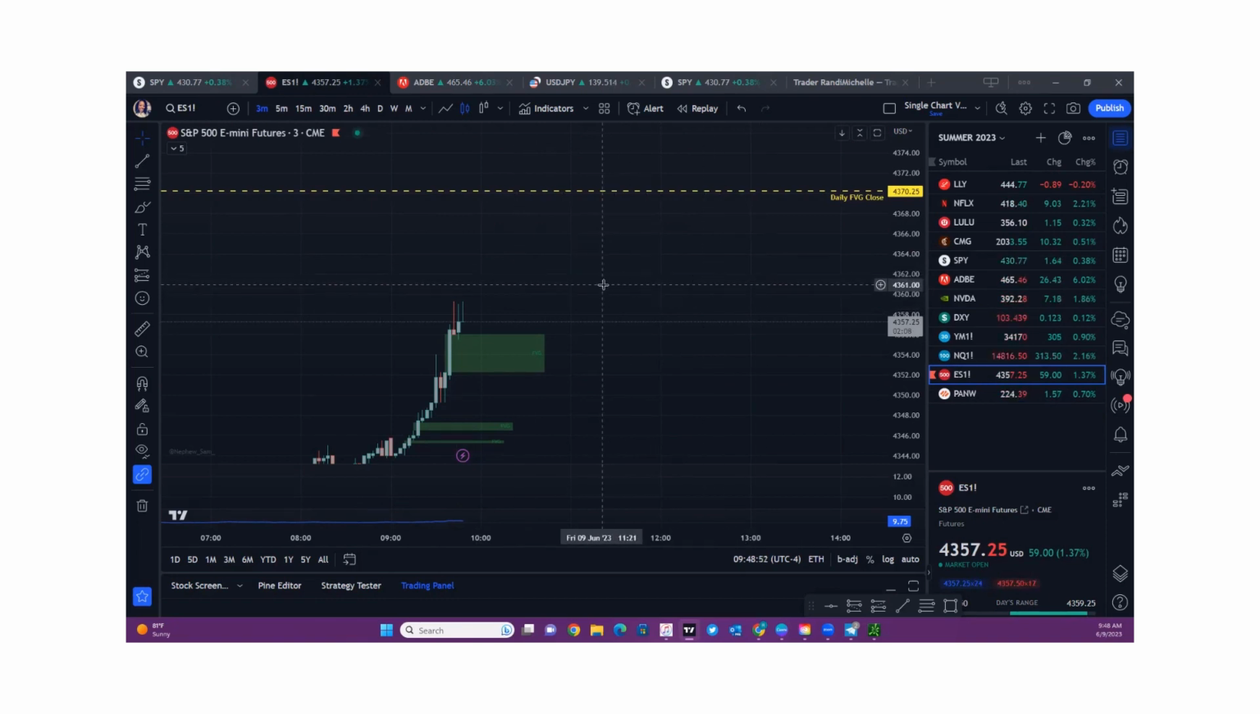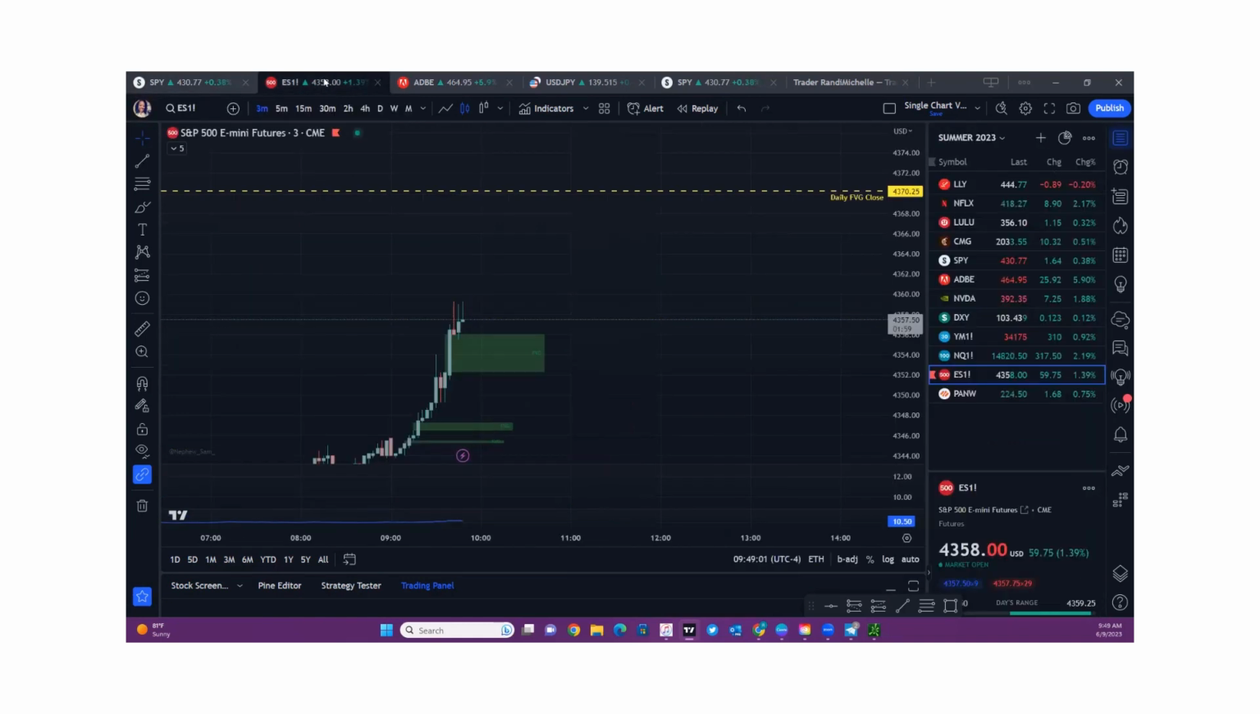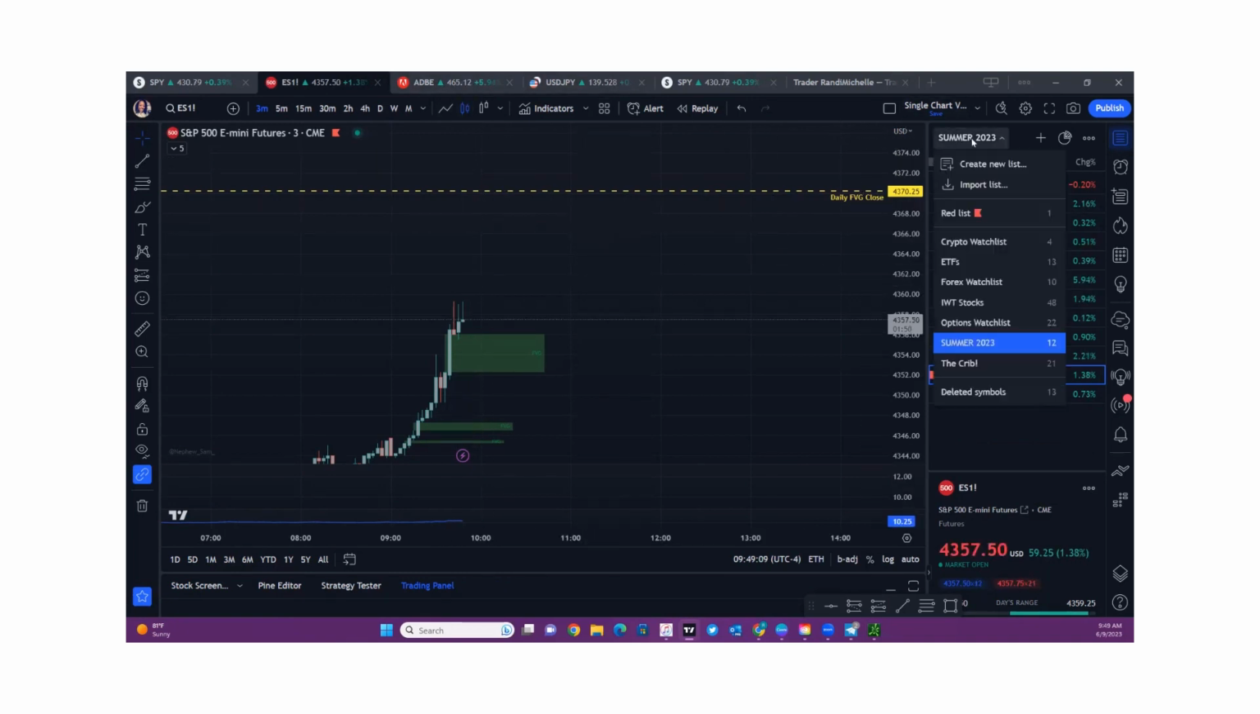So Adobe has an April 2022 high at 473.49. That might be where it's going. And then the next one up will be March 1st, 2022.